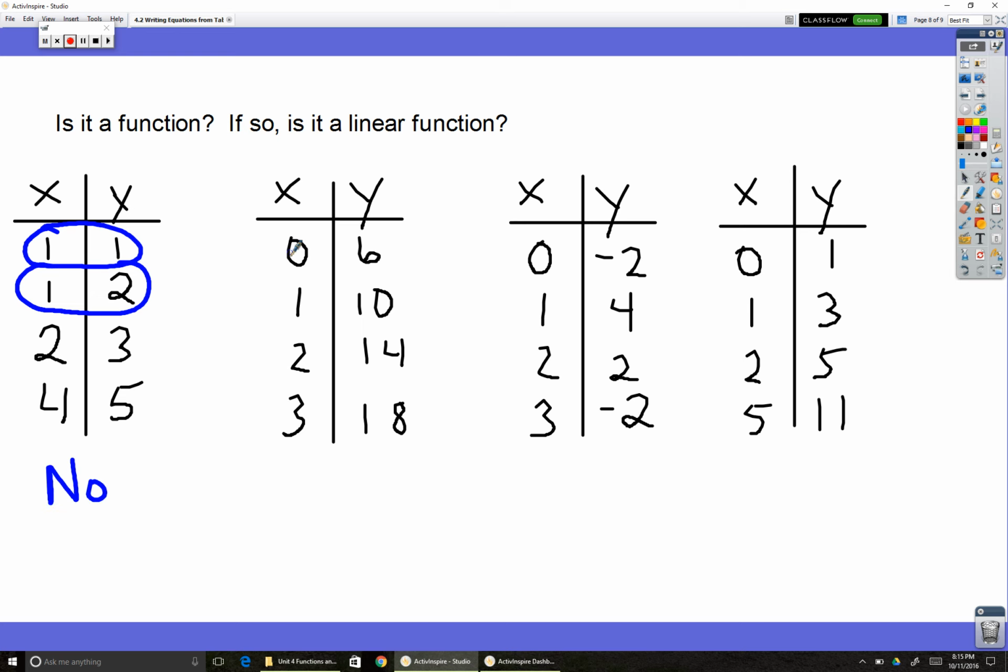Okay, let's look at this one. X equals 0 goes to y equals 6, 1 goes to 10, 2 to 14, 3 to 18. Each x value has its own unique y value, so yes, this is a function. To see if it's a linear function, we see if it goes up by the same amount each time. The y value goes up by 4, plus 4, plus 4. It has a constant rate of change, so yes, it is also a linear function.